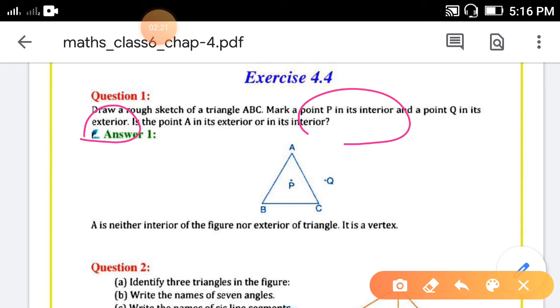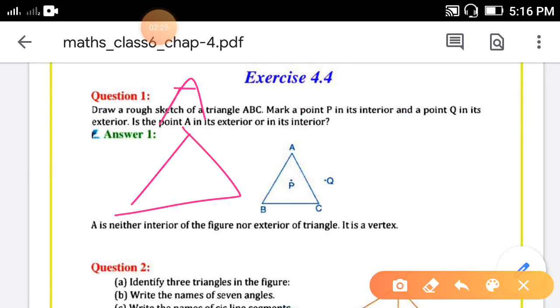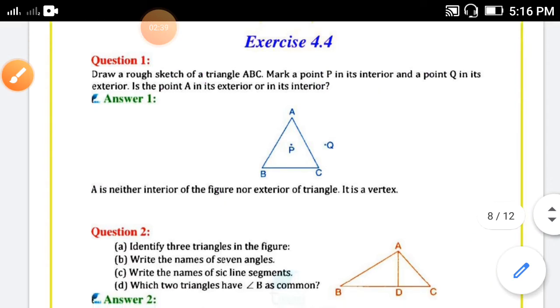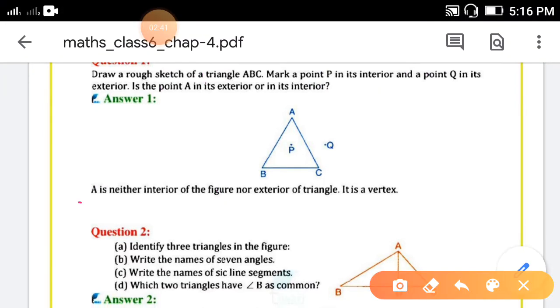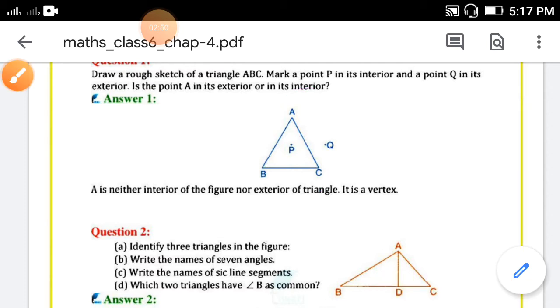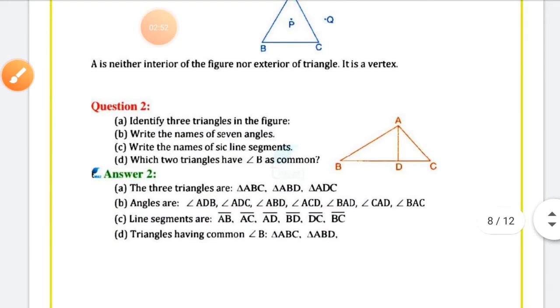So the triangle you need to draw, it's very easy. This is a triangle, the name of the triangle is ABC. P inside, so here P. Q point outside, so here point Q. Now where is the point A? So A is neither in the interior of the figure nor the exterior, but it's a vertex, where 2 line segments meet each other.